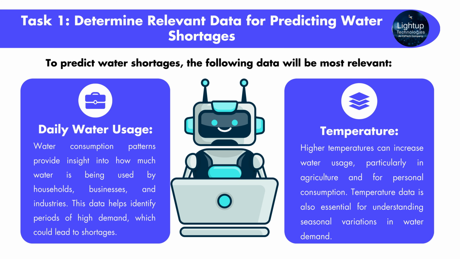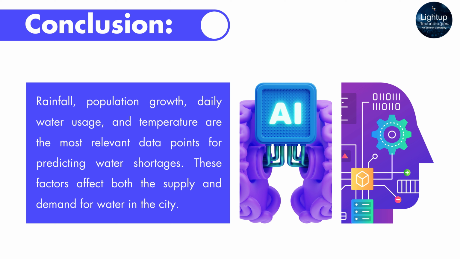Daily water usage. Water consumption patterns provide insight into how much water is being used by households, businesses, and industries. This data helps identify periods of high demand, which could lead to shortages. Temperature. Higher temperatures can increase water usage, particularly in agriculture and for personal consumption. Temperature data is also essential for understanding seasonal variations in water demand. Conclusion. Rainfall, population growth, daily water usage, and temperature are the most relevant data points for predicting water shortages. These factors affect both the supply and demand for water in the city.